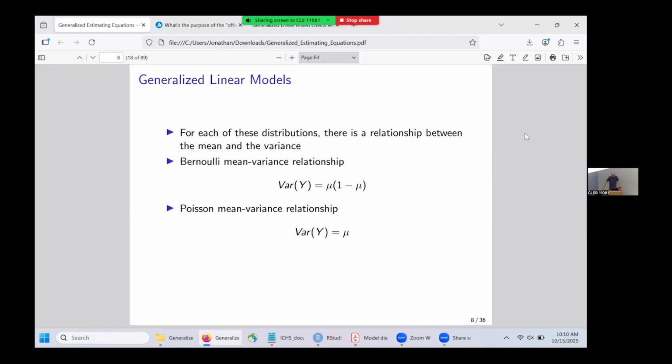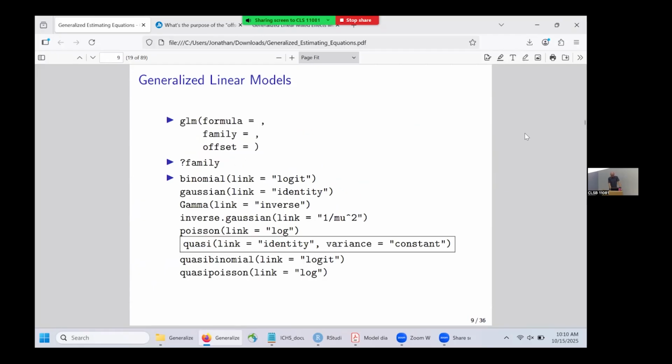And then for the Poisson distribution, there's a very simple relationship, which is that the mean is equal to the variance. This is different from the Gaussian distribution, where the mean could be anything and the variance could be anything. They don't have to have a relationship. So in linear regression, we don't assume that there is a specific relationship between the mean and the variance. But with other distributions, they have these relationships, so we should take those into account. And so that's going on behind the scenes for each of these distributions.